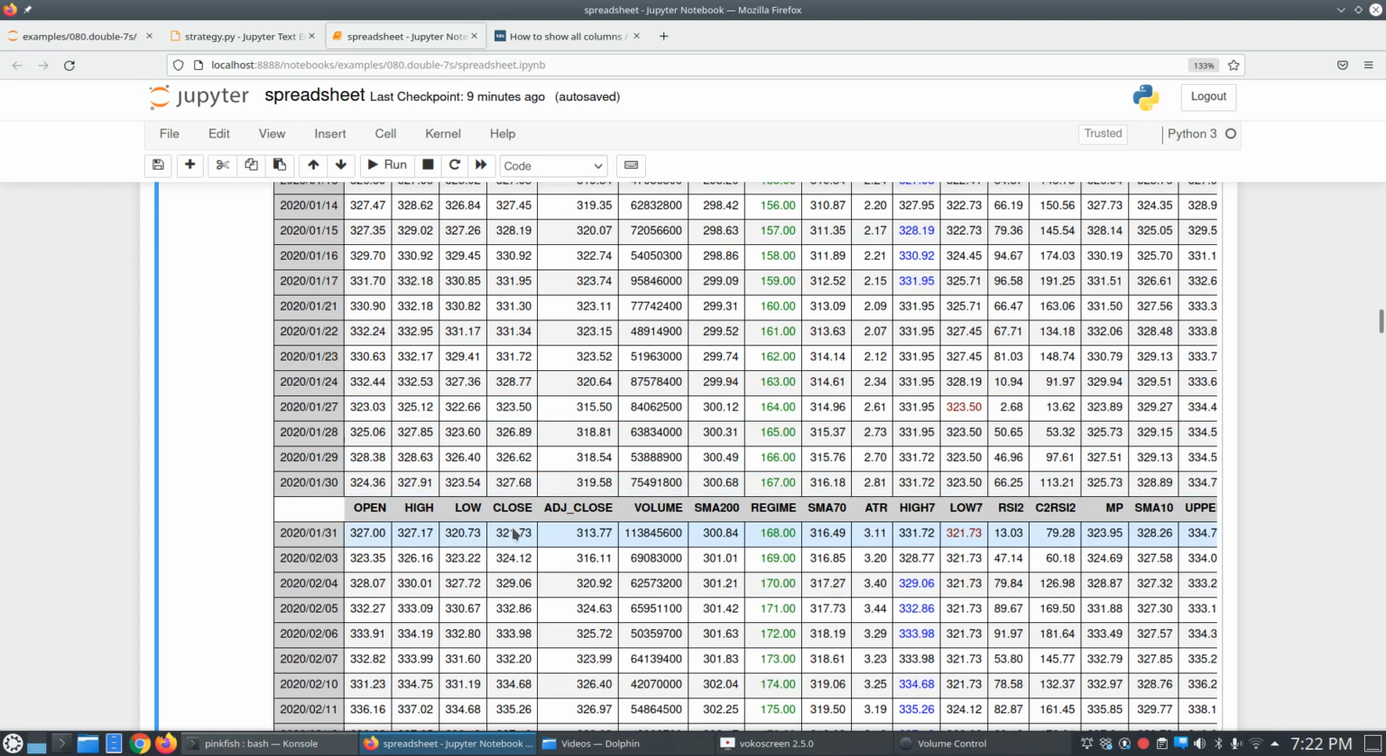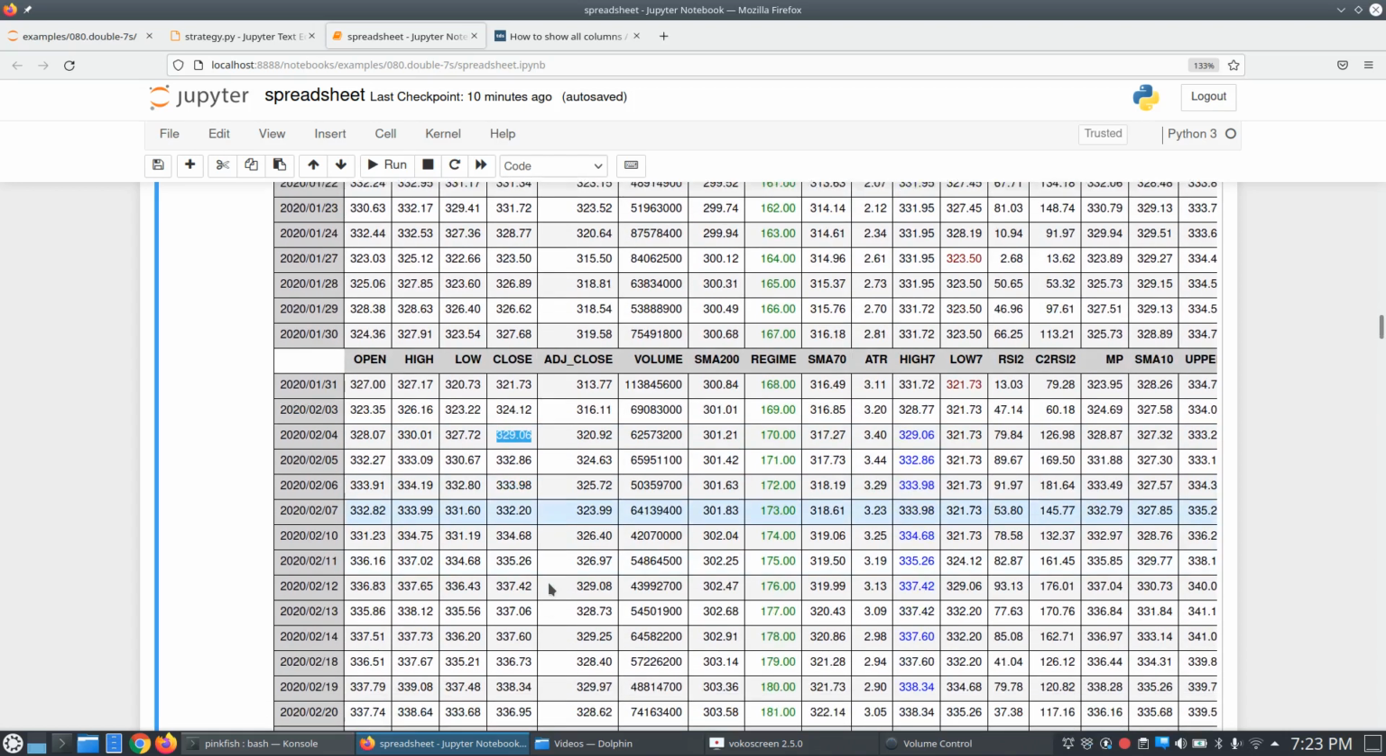Before that happens, there's another 7-day low here. Okay, so we ended up selling at 329.06 on February the 4th. So we got in the trade on January the 27th at 323.50, and we got out of the trade on February the 4th at 329.06. So we got about a 4.5 point gain. So that was a pretty good trade. And then we just wait on the next one.